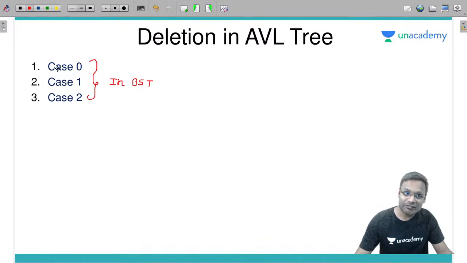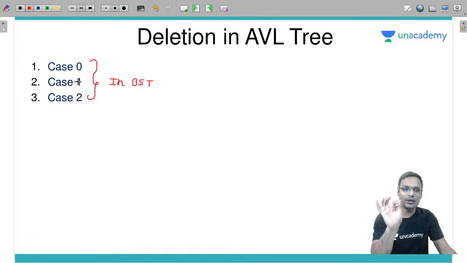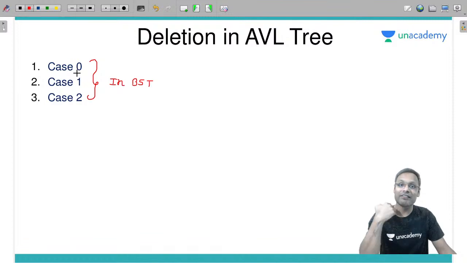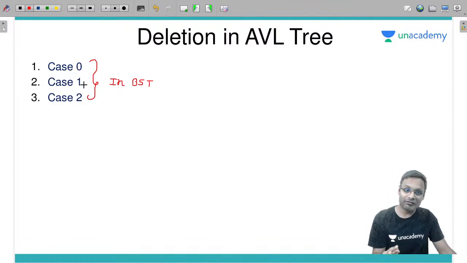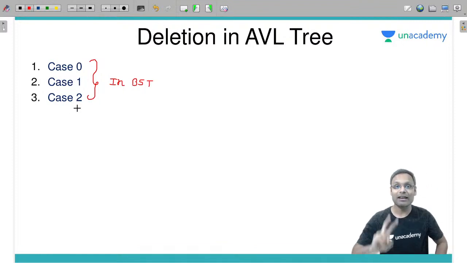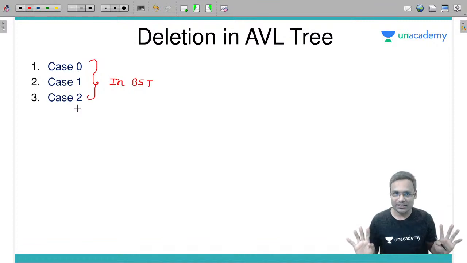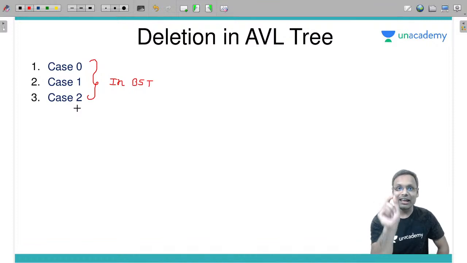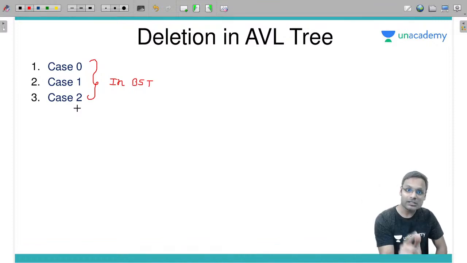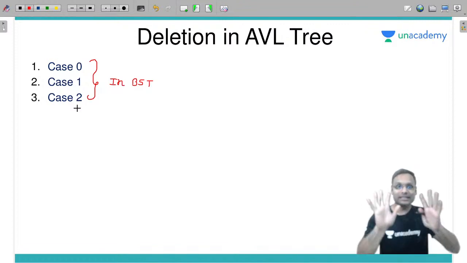So in the BST we have seen these 3 cases: case 0, case 1, case 2. Case 0 means the node which I am deleting is having 0 child. Node which I want to delete is having 1 child, and node which I am deleting is having 2 children. So these were the 3 cases for deletion in BST. Deletion in AVL tree is first step same to same.